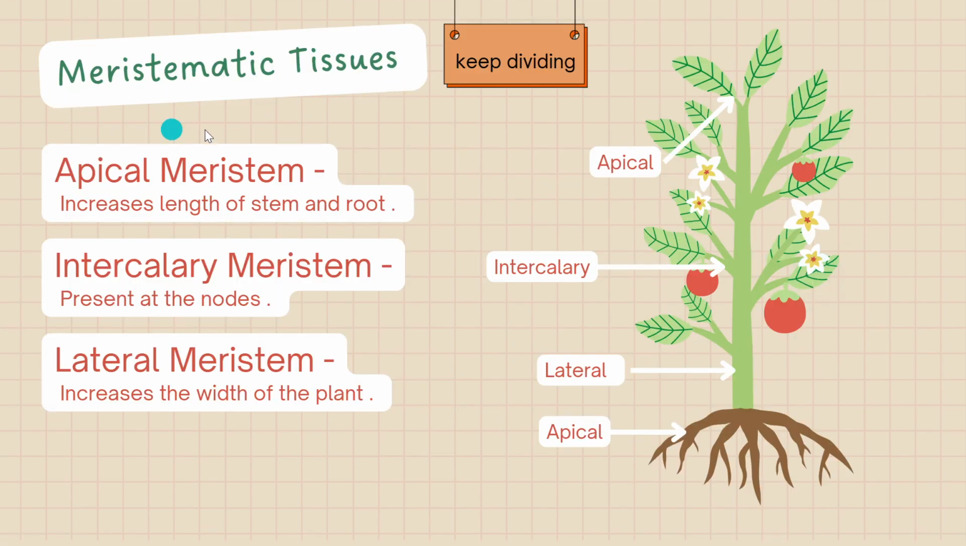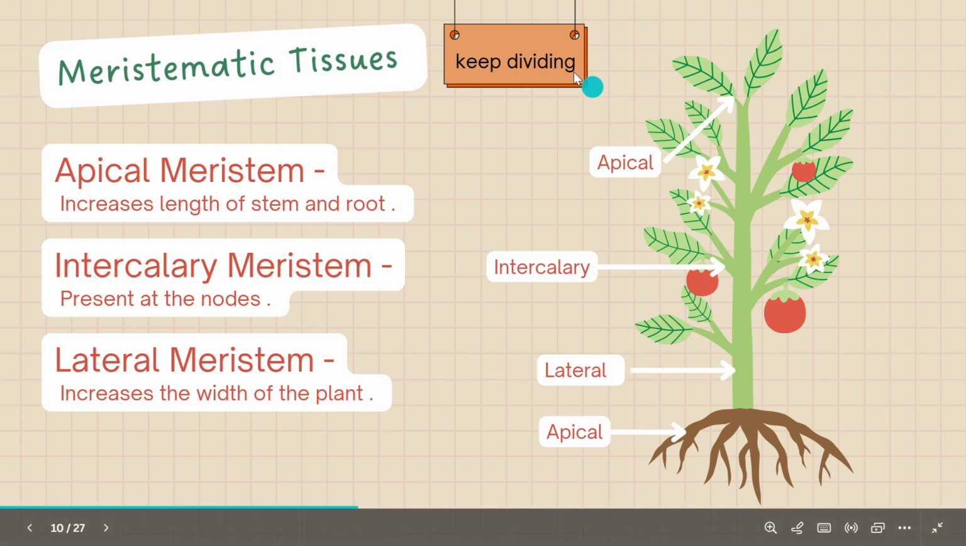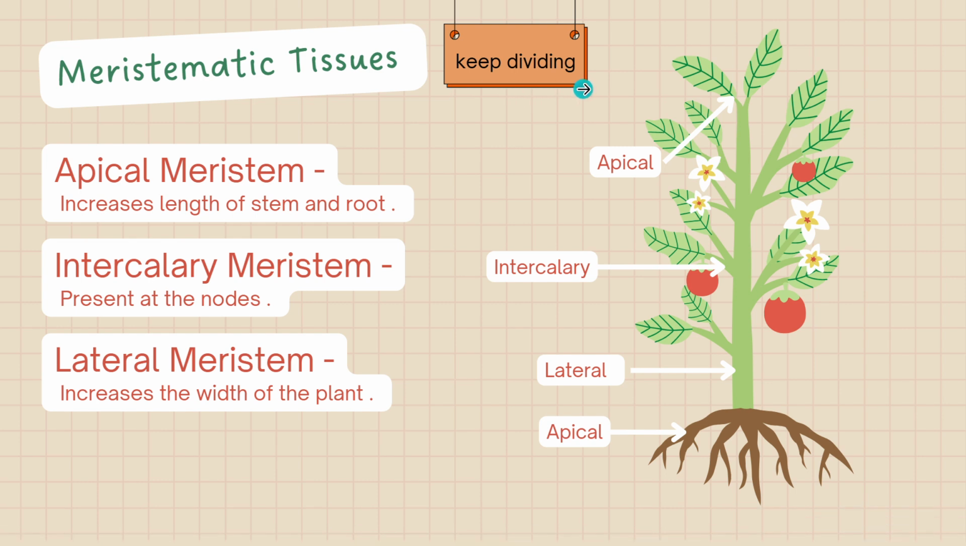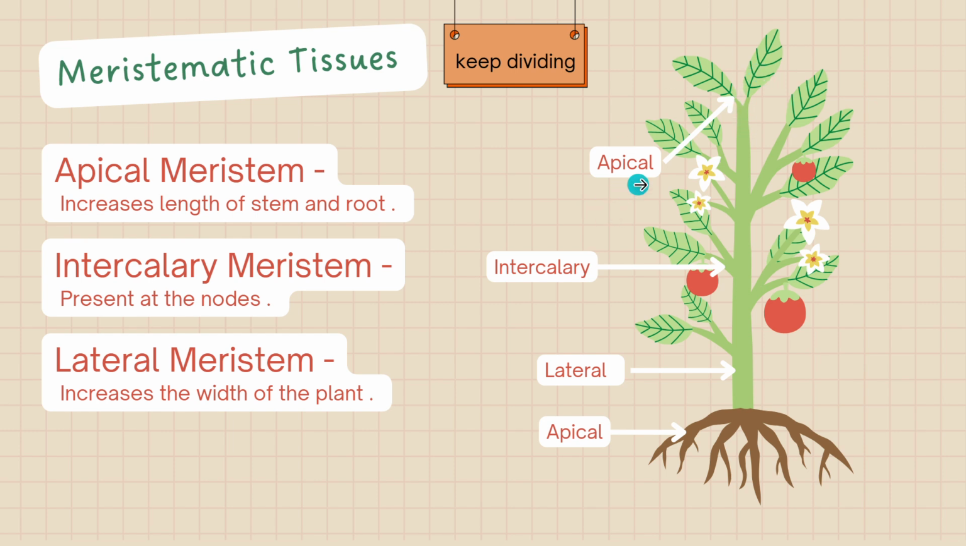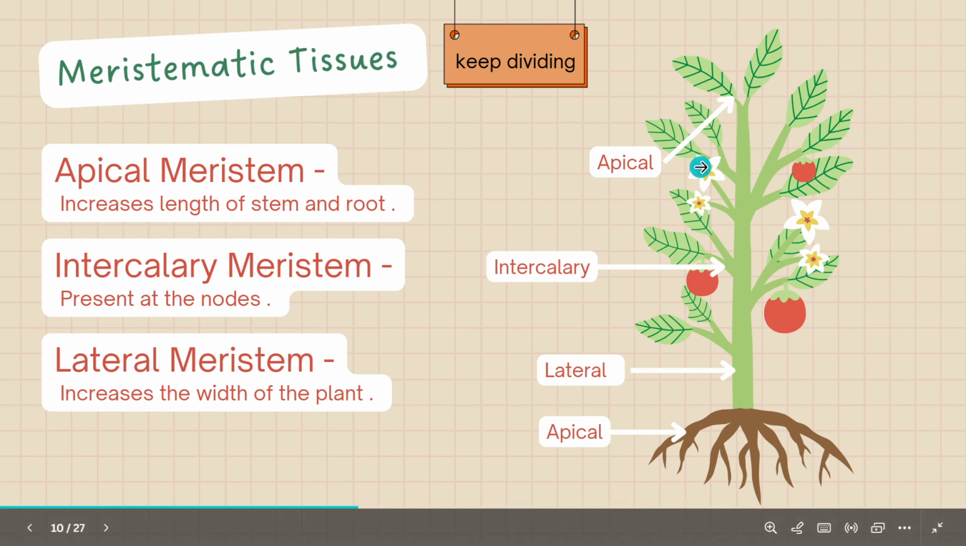Then we have meristematic tissues. I'll be talking about them in detail, and this is the point you have to remember: they keep on dividing. Meristematic tissue is divided into three parts: apical meristem, intercalary meristem, and lateral meristem. I've denoted it over here and written also, but I'll be explaining it. Apical meristem is over here on the roots and the shoot. Now I'll be explaining why I have marked it over here and here.